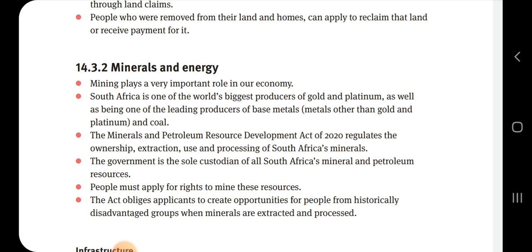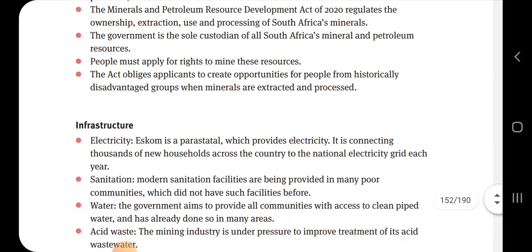So the government is the sole custodian of all South African minerals and petroleum resources, and people must apply for rights to mine these resources. The Act obliges applicants to create opportunities for people from historically disadvantaged groups when minerals are extracted and processed.